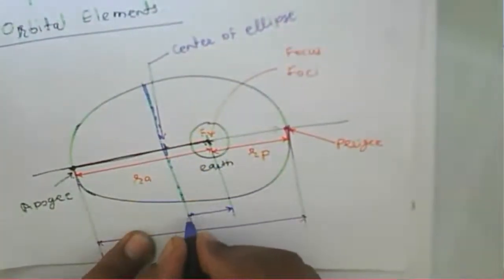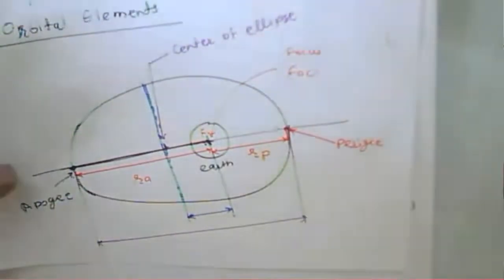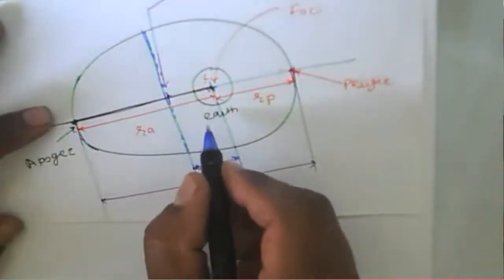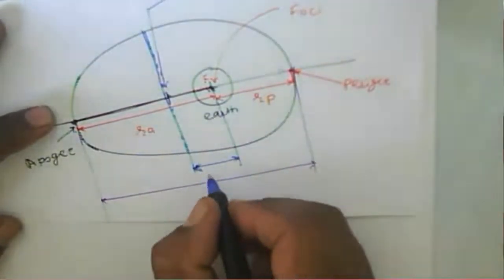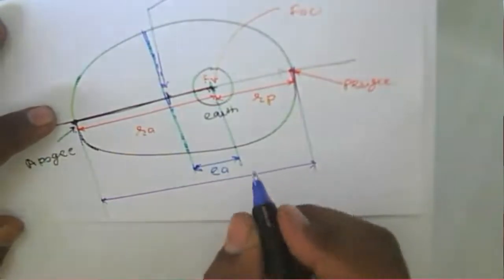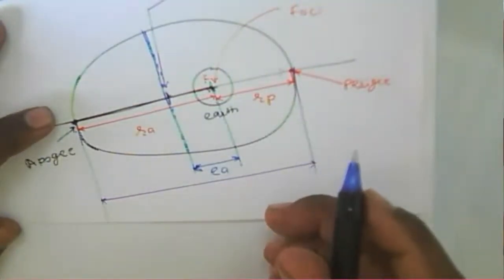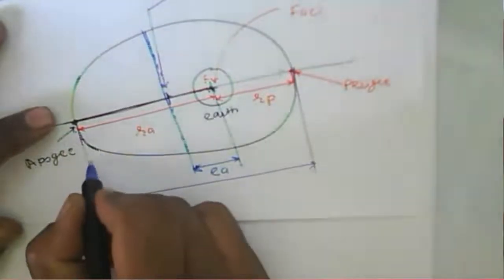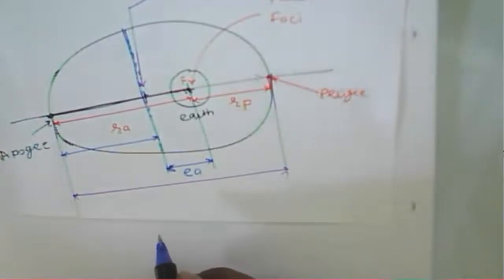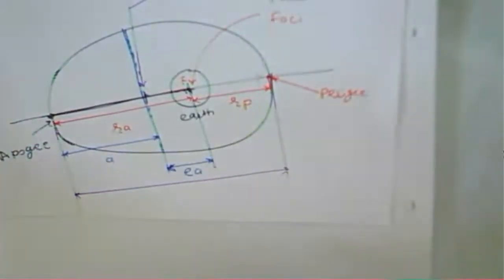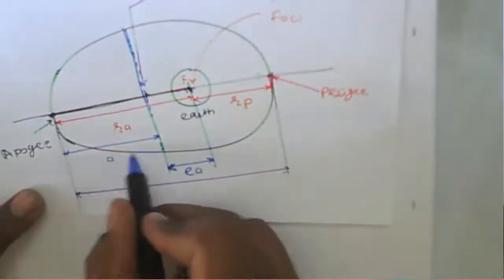Suppose I consider the center here, and from this particular center there is a small distance. Generally we say this is RA and this one is RP, but from this to this there is a difference, which is nothing but E into A. This portion at this center is nothing but A.